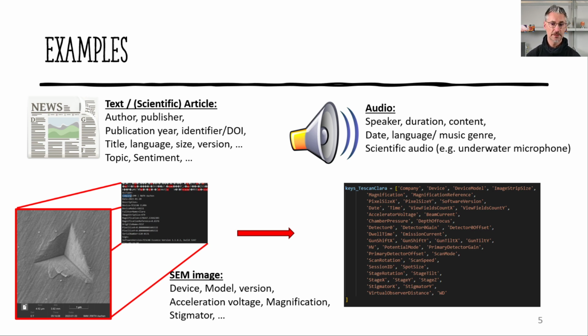If we have our scientific data, like for example this electron microscope image here, a lot of metadata is typically embedded in this information already, including which scientific instrument we use, the device and the model and the software version, but also settings of the microscope, for example, that were used during the acquisition of the data.